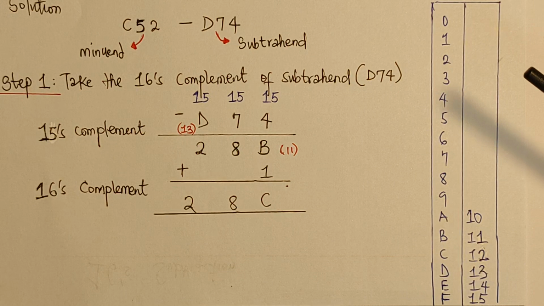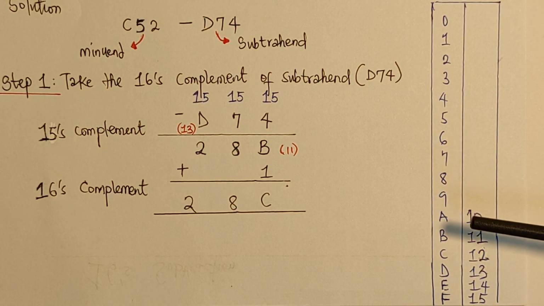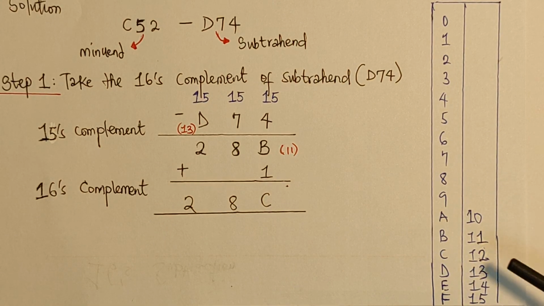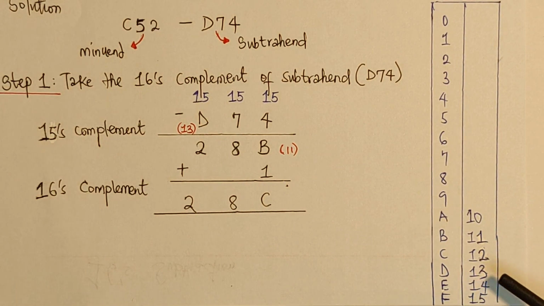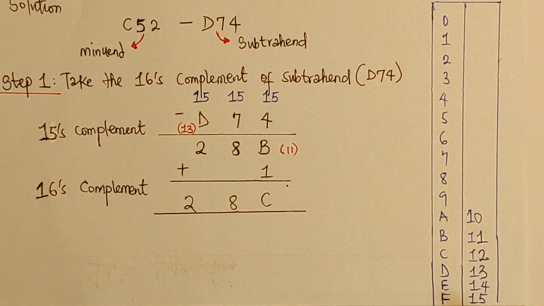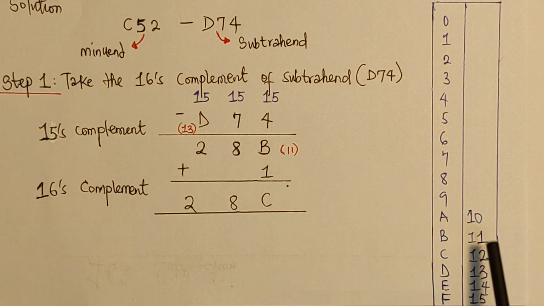Now, when we have 10, it becomes A. When we have 11, it becomes B. When we have 12, it becomes C. When we have 13, it becomes D. When we have 14, it becomes E. And when we have 15, which is the last maximum digit in hexadecimal, it becomes F. So this is why we have B in this case. Now let's move further.